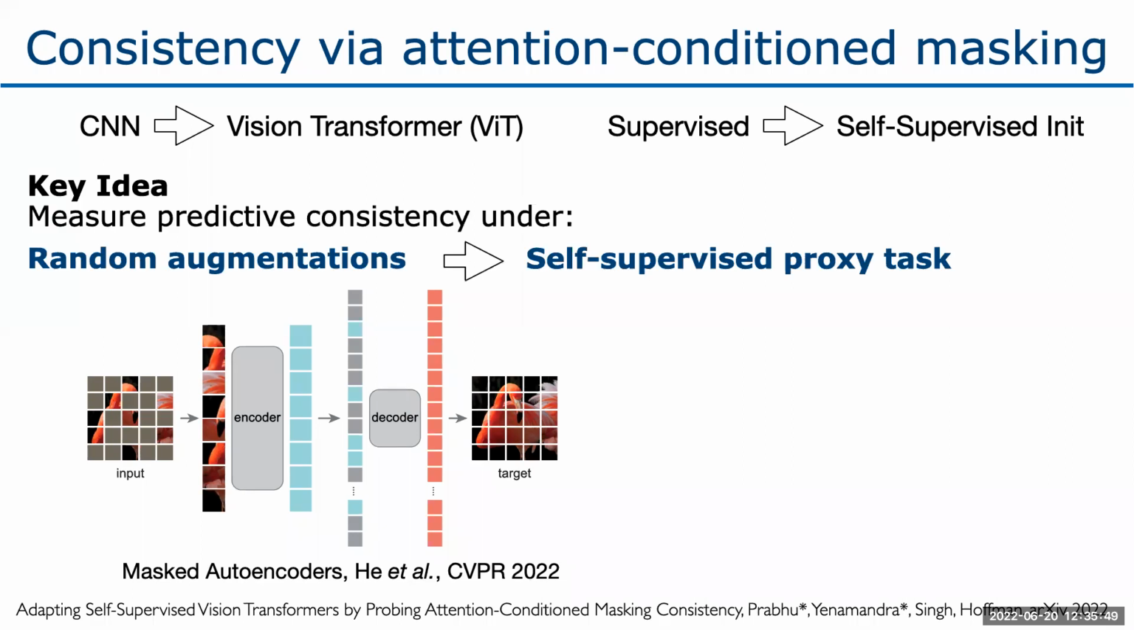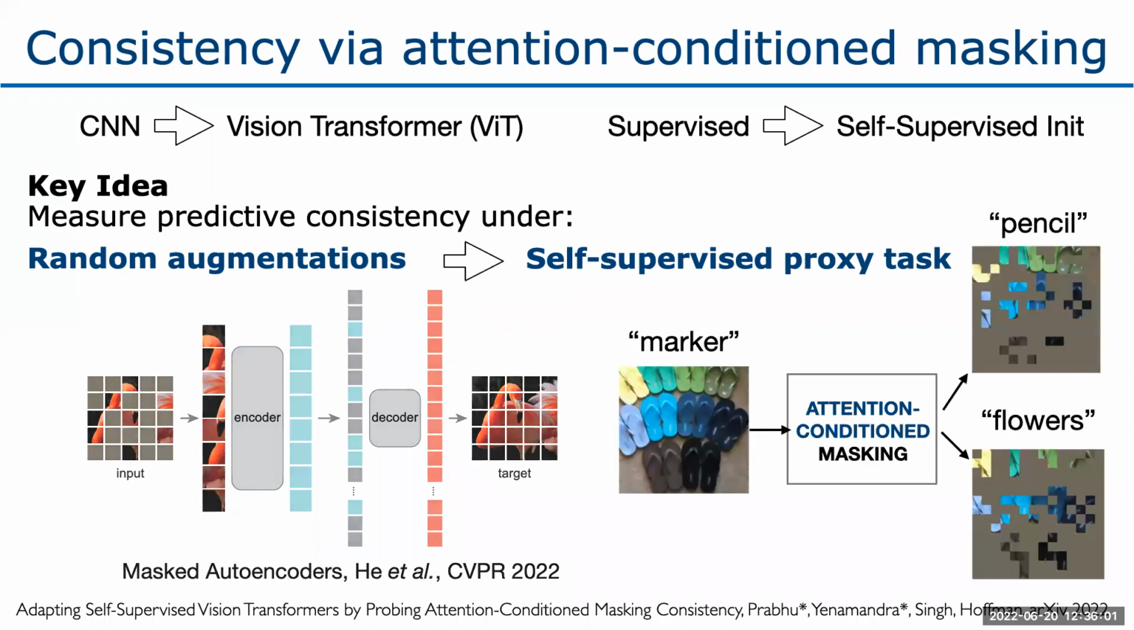And as before, our idea is to use predictive consistency. But we find that in this case, a superior alternative to using random augmentations is to instead match the self-supervised proxy task. So in our case, this corresponds to consistency under masking. And so we can actually do attention-conditioned masking by leveraging the ViT attention mechanism to generate these sorts of masked images that you see on the right. And then you can probe the reliability of this target instance by measuring predictions across all of these images.